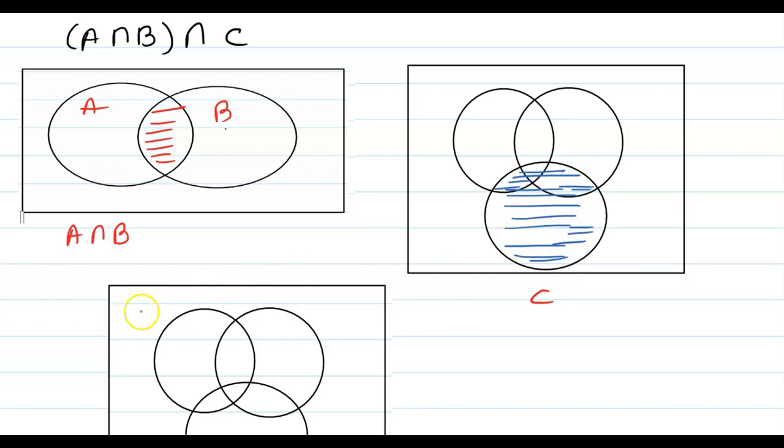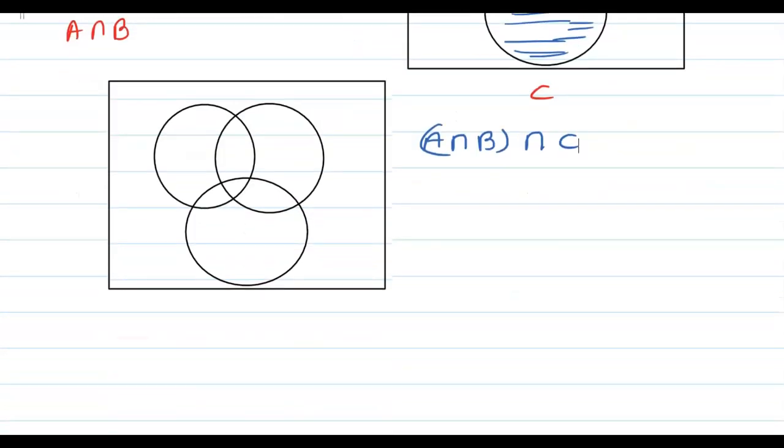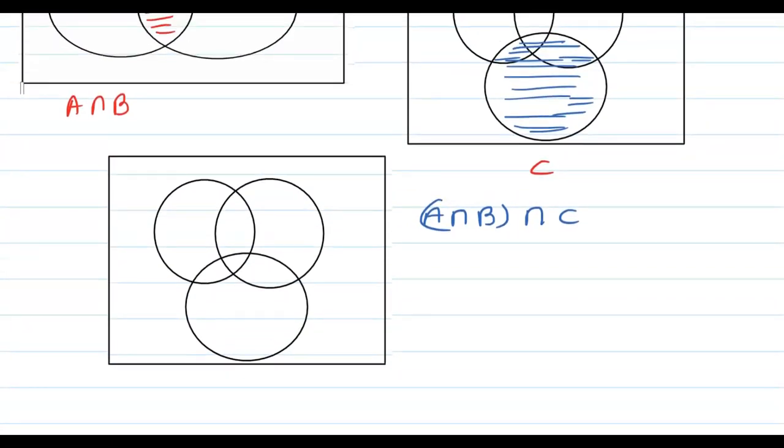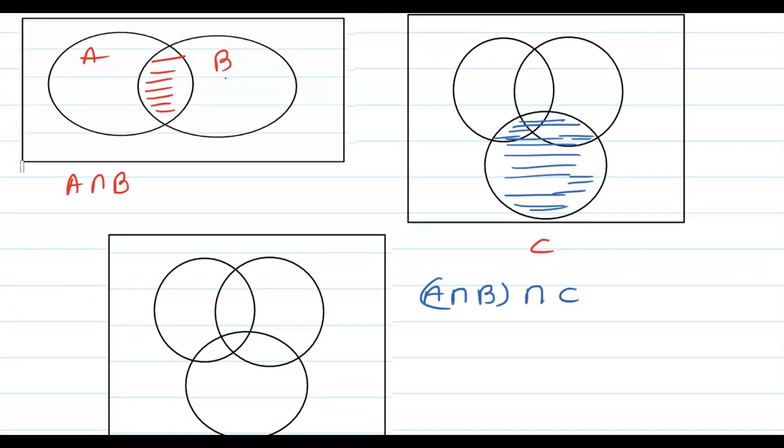Now the next one is we need to do A intersection B and their common part with C. If you see A intersection B and their common part with C, what is the common part here? This whole thing is shaded, and this whole thing is shaded, but you can see this part and this part is common here. So we can shade just this part. This will represent A intersection B intersection C, common in all the three. Okay, let's go for another one.